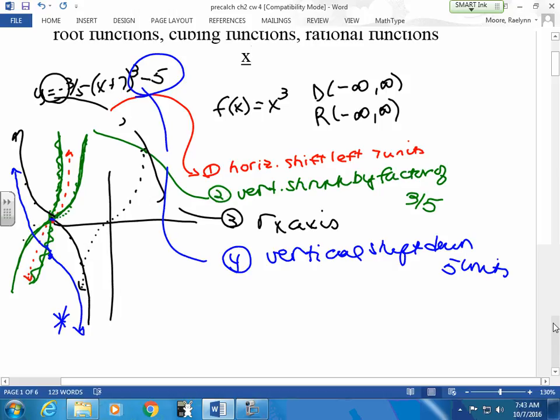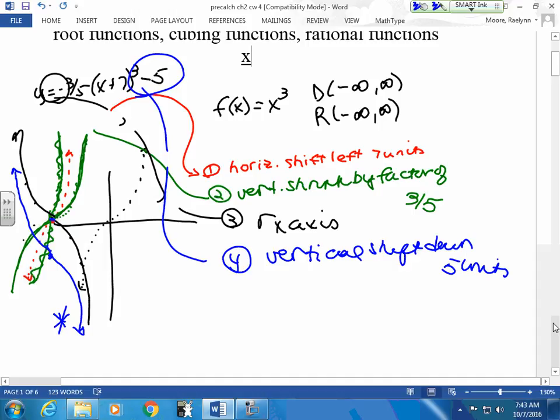Could you? Well, I wouldn't. Yeah, you have to go back to a core graph each time to start there. So unless you made a complete square or did something like that to get a vertex point, you could. Absolutely. Do you know that your vertex points are your transformations when you put it in vertex form?